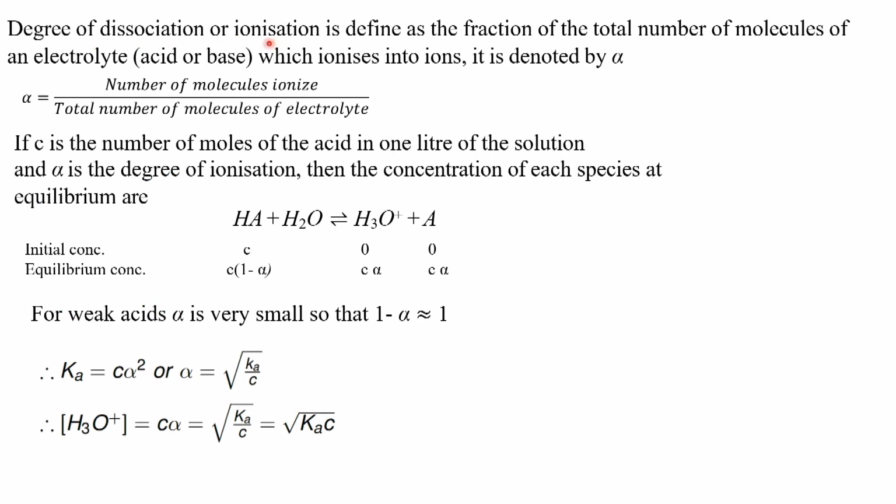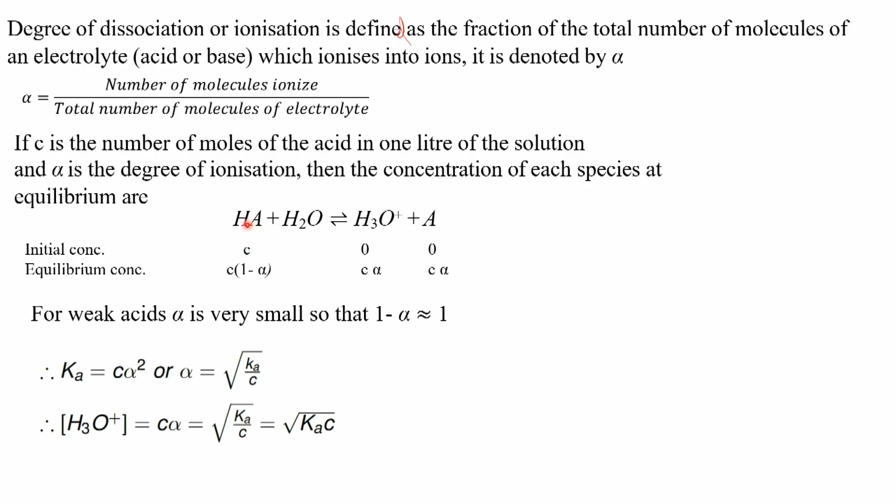The degree of dissociation or ionization is defined as the fraction of the total number of molecules of an electrolyte, acid or base, which ionizes into ions, and it is denoted by alpha, not A, alpha. So alpha is the number of molecules ionized divided by the total number of molecules of electrolyte. If C is the concentration in moles of the acid in 1 liter of solution and alpha is the degree of ionization, then the concentration of each species at equilibrium is as follows.